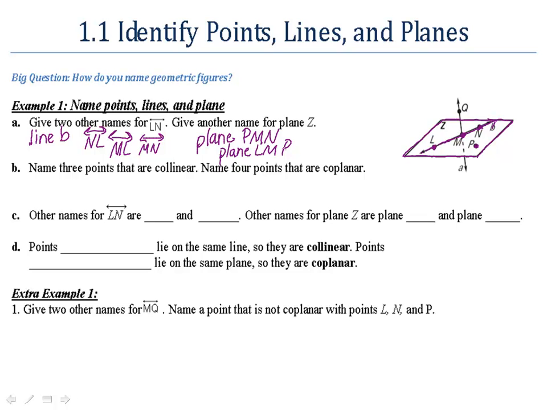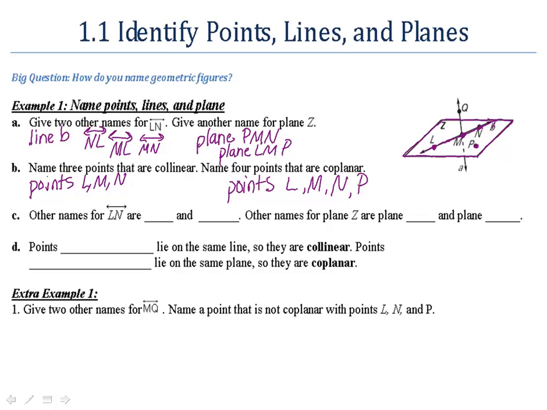So name 3 points that are collinear. Again, collinear is on the same line. So 3 points that are collinear would be points L, M, and N. Those would be collinear. And there are not 3 other points on that picture that are collinear. So let's name 4 points that are coplanar. Coplanar means on the same plane. So we are going to have to write points L, M, N, and P, because those are coplanar. We would not include Z or a lowercase b there because those are not points.